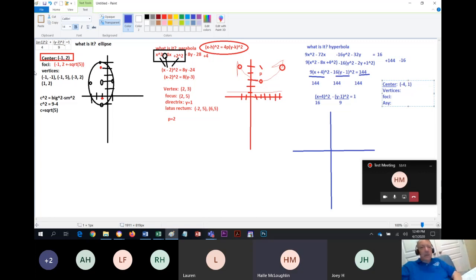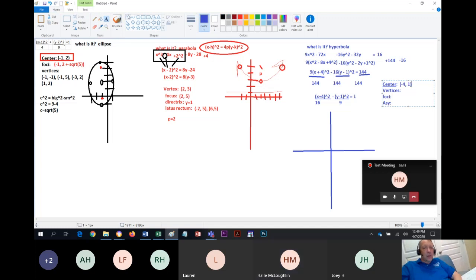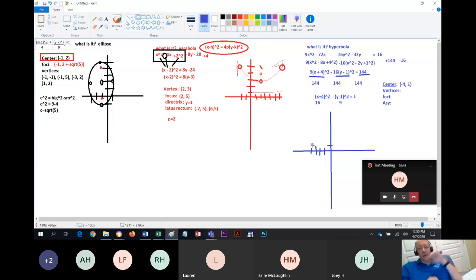Okay. So let's go ahead and draw that on here. -4, 1, 2, 3, and 4. And +1. So I've got my center here. Okay. Now from the center, am I going up, down, left, or right, and how many?